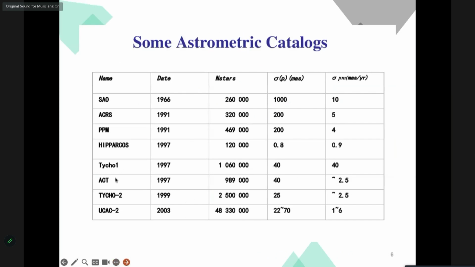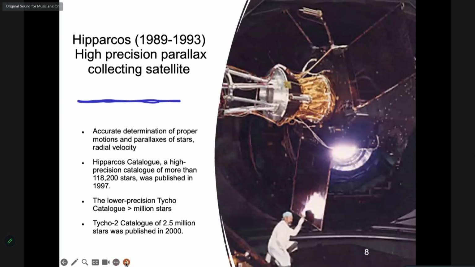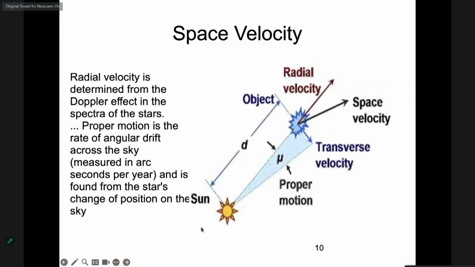So there have been various astrometric catalogs. I won't go into details, but you can gradually see how the precision of these catalogs has improved over time. Now, this kind of precision is only possible with space astrometry because that's when you actually have a stable sky, and you can also have all sky coverage. So the Hipparcos mission was in the 1990s, and about 1 million stars were observed with very high precision, with which you could measure stellar motions.